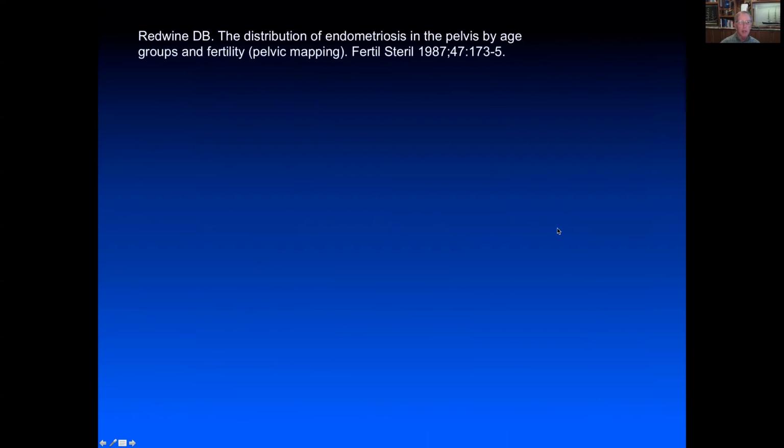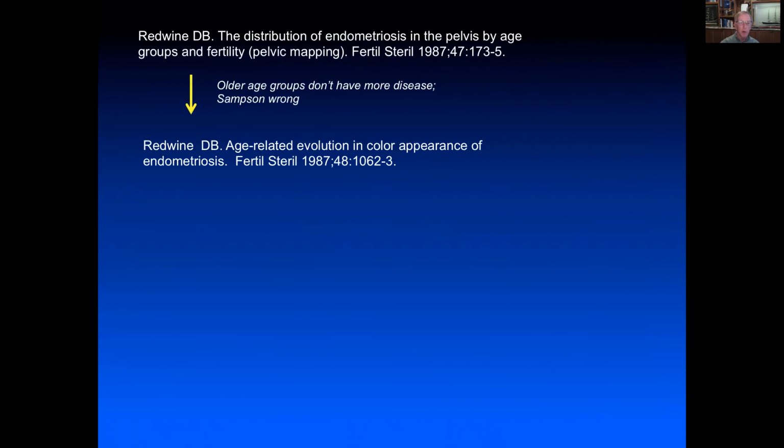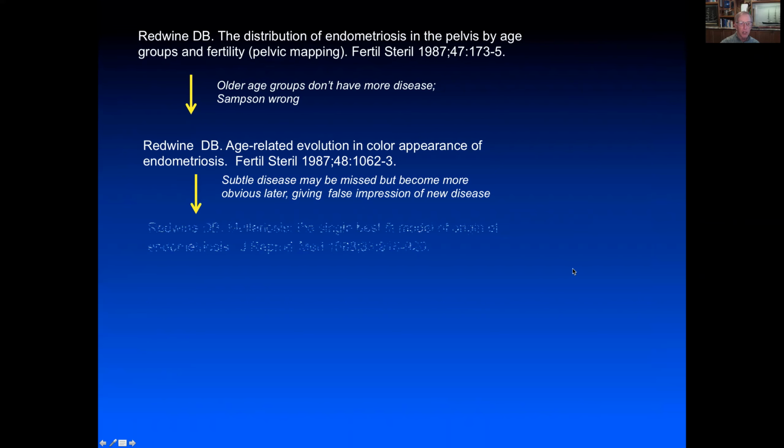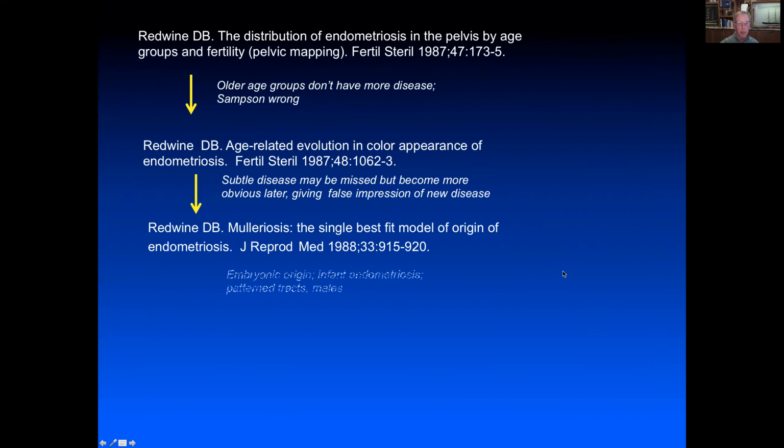My personal path to embryonic origin began with a publication in 1987, where I found that older age groups don't have more endometriosis. So the geographic spread predicted by Sampson's theory I could not confirm, and so Sampson appeared to be wrong. Another publication showed that subtle disease may be missed at the first laparoscopy, but more obvious later, giving the false impression of new disease, when actually all that's happened is just a change in color. This led me to understand that since there was no photomicrograph showing initial attachment and subsequent proliferation and invasion to support Sampson's theory, an embryonic origin had to be favored, and that's when I published that article.